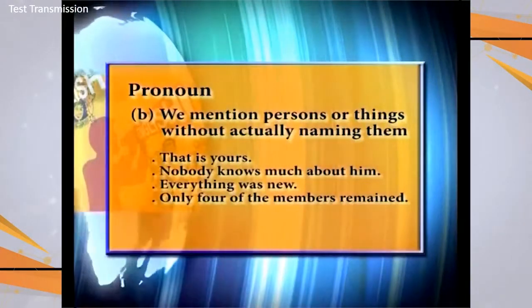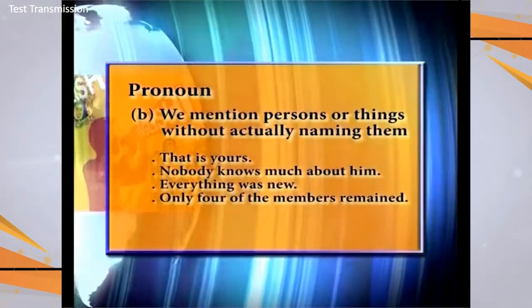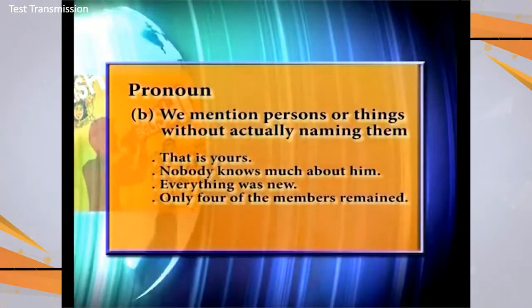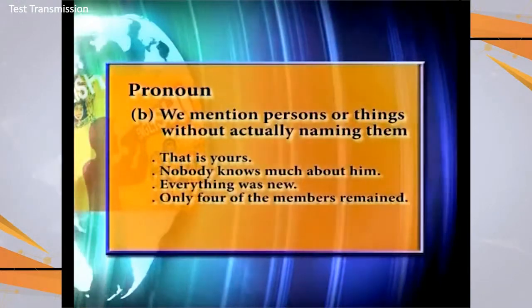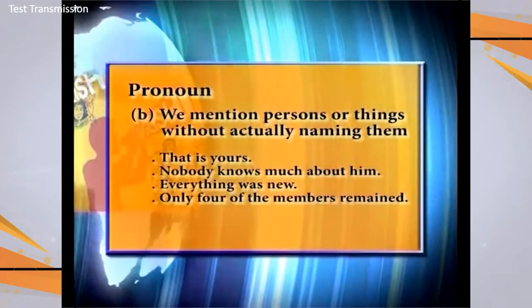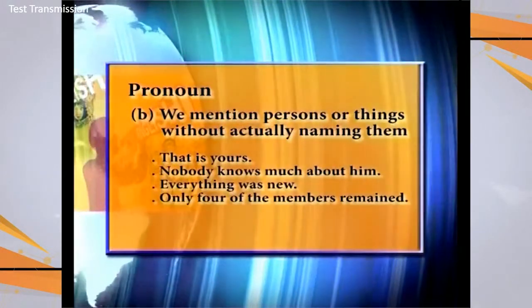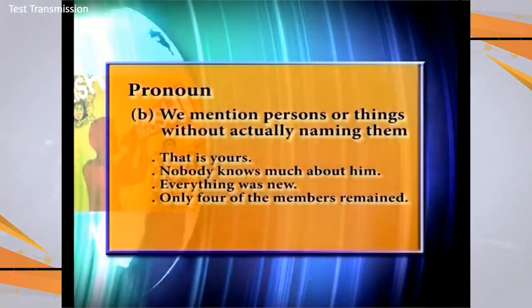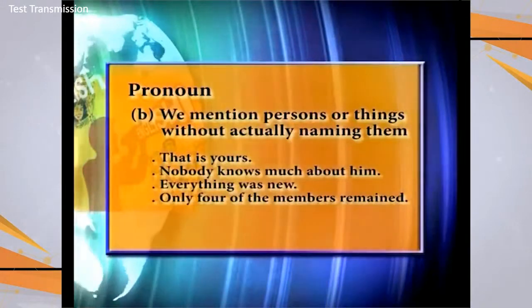Number two, we mention persons or things without actually naming them. That might be, let's say, a book. It might be an apple, anything. Nobody knows much about him. Nobody can be anybody. Everything was new. We cannot count the things, but simply talk about all of them in general, collectively, so everything was new. Only 4 of the members remained. All of them are pronouns.